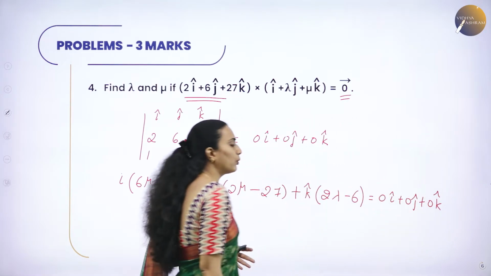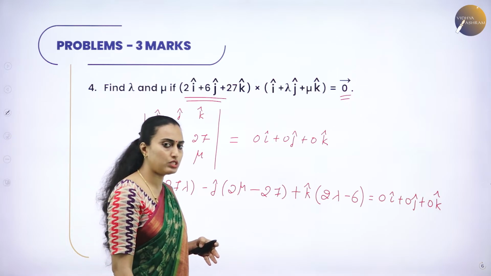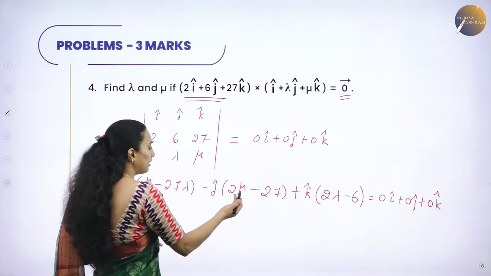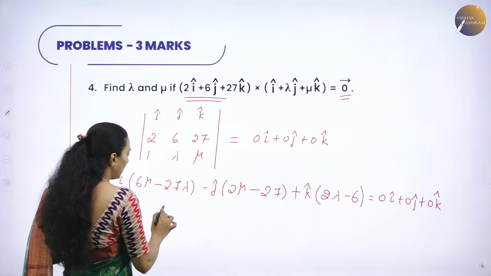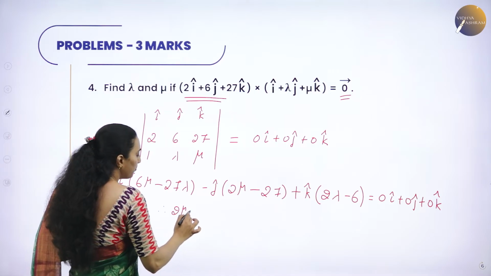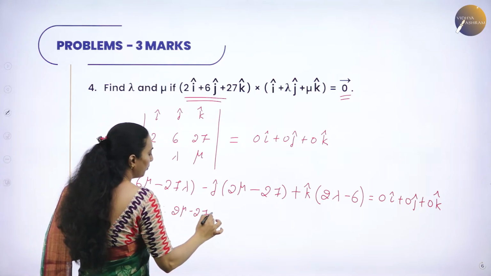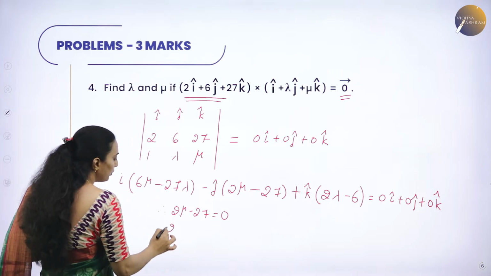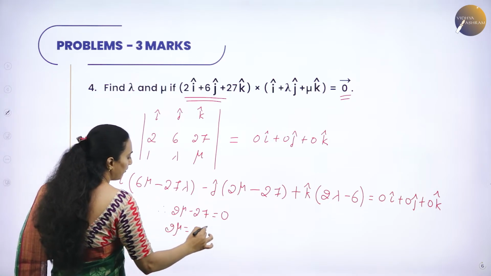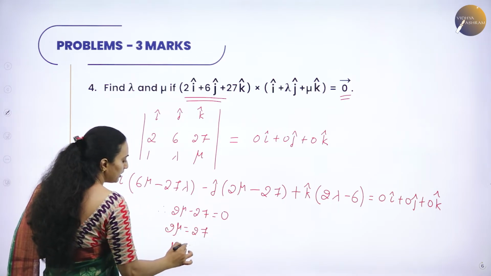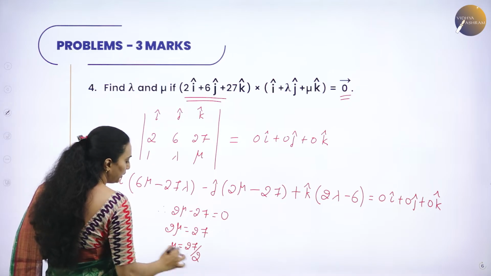Now equating the coefficients of i, j, k to 0. Now you can equate this to a 0, which is therefore 2 mu minus 27 equal to 0, which means 2 mu is equal to 27. Otherwise, mu will be equal to 27 divided by 2.